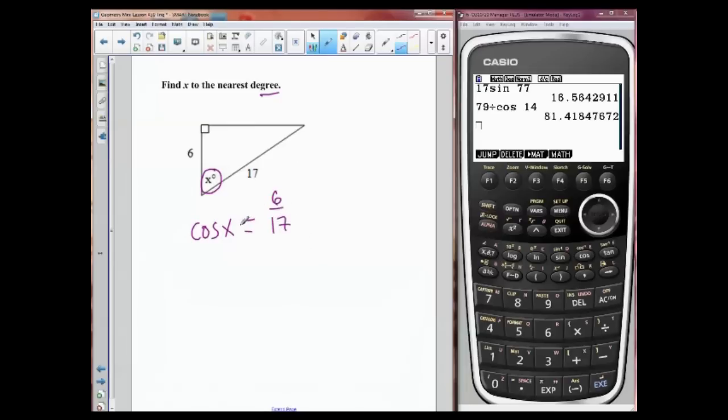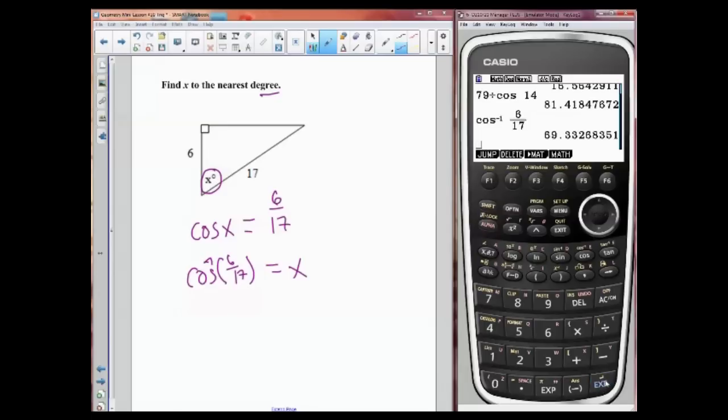Well, when we see something like this, we're going to be using the inverse function. See this right over here? Right above our cosine is our inverse. So here we have cosine inverse, or cosine to the negative 1, of 6 over 17 is going to equal my angle. So let's go ahead and put that into the calculator. I'm going to hit shift, cosine, there's my cosine there, and I'm going to put in the fraction 6 over 17. 6, 17, and I hit enter. And my angle is 69.33, which we round to the nearest degree, so it's going to be 69 degrees. All right. Again, just move those across, put your negative 1 sign.